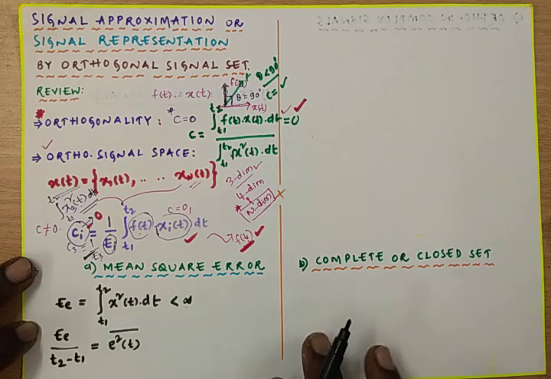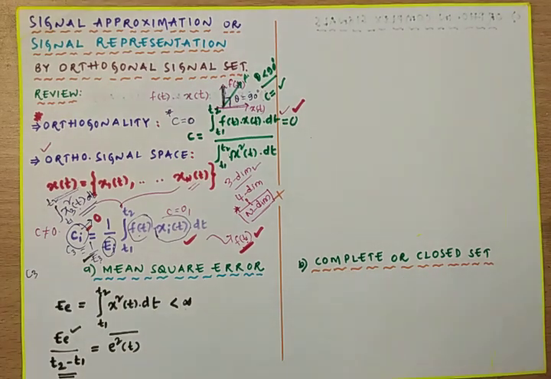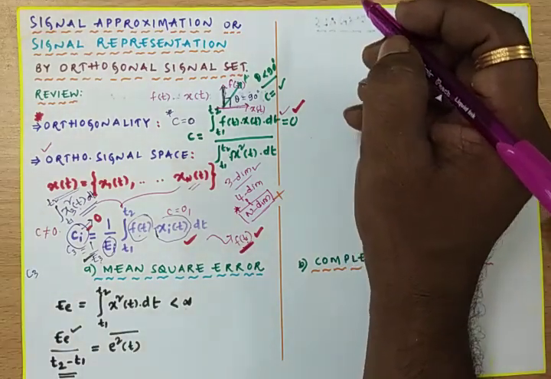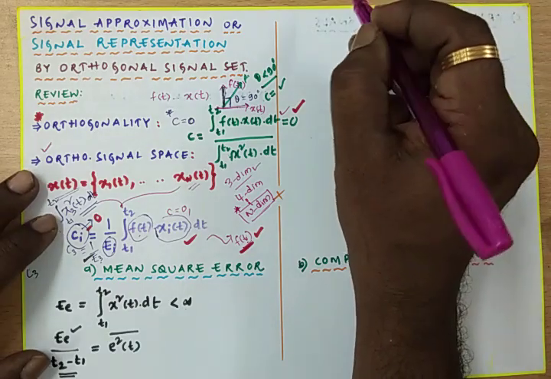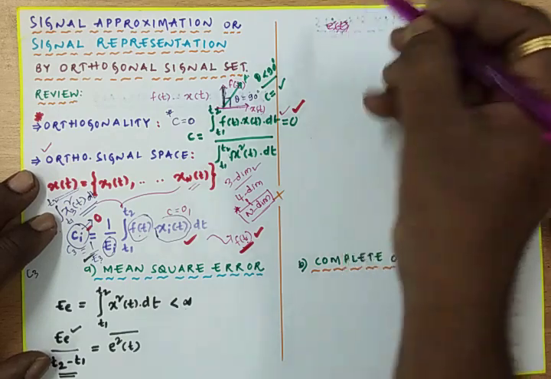If it is a vector, then we have to calculate EE. After that we have to divide by t2 minus t1, so that will be the mean square error. In the previous class we studied EE, that is nothing but e of t. We have the formula e of t is equals to, the general formula is what?